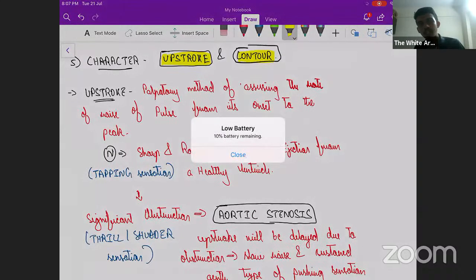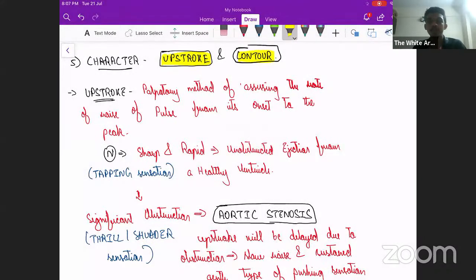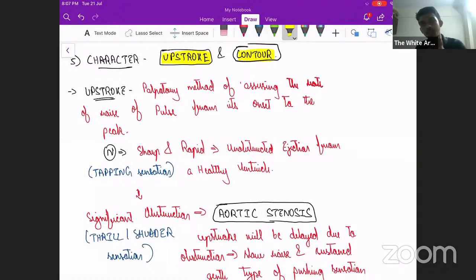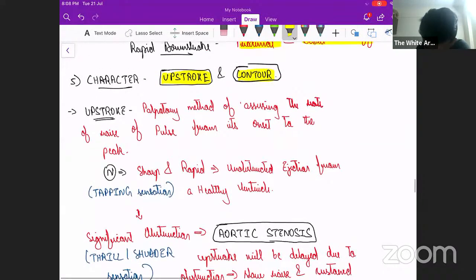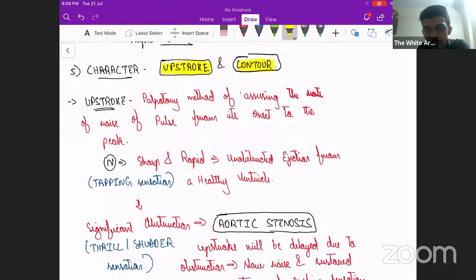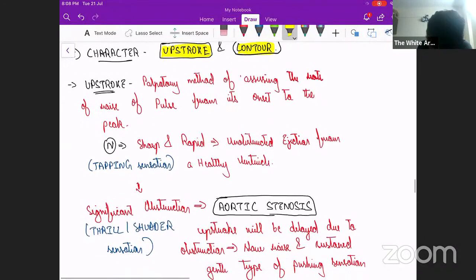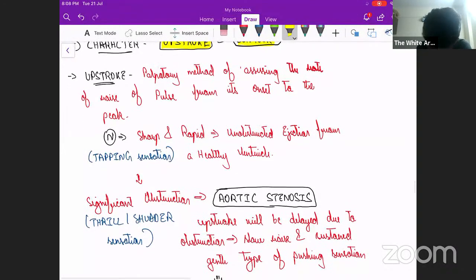In case of certain abnormalities, you can make it out, but it is better made out by keeping a gauge. The contour is better made out that way. In case of abnormality, you can make out the character. So one is seen in terms of upstroke, and the other in terms of contour. So what is seen through upstroke? How do you assess the upstroke? It is the palpatory method of assessing the rate of rise of the pulse from its onset to the peak.